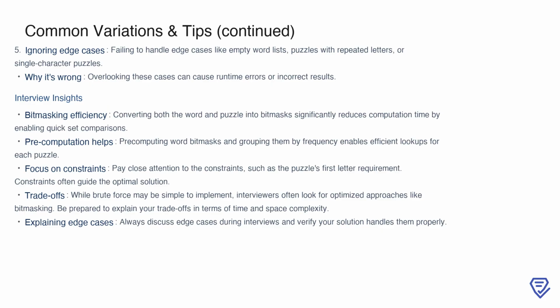To address these challenges effectively, there are several insights worth noting, especially in interview settings. Bit masking is one of the most efficient techniques for this problem since it enables quick set comparisons by converting words and puzzles into compact representations. Pre-computing word bit masks and grouping them by frequency can further optimize the solution, allowing for faster lookups when processing puzzles. It's also important to focus on the problem's constraints, such as the requirement that the first letter of the puzzle must be present in the word.